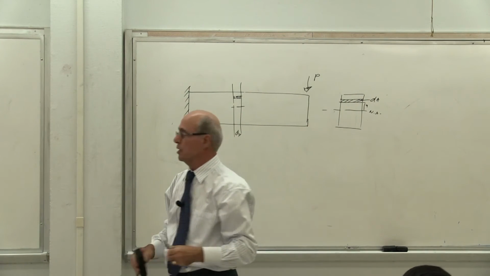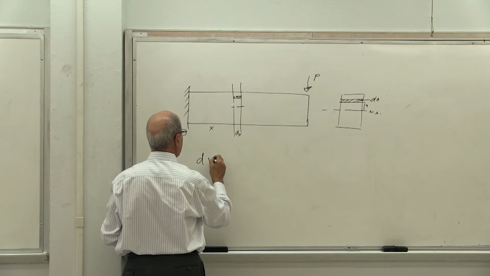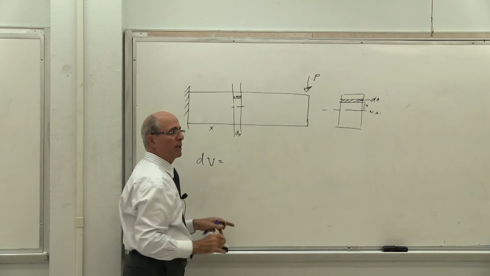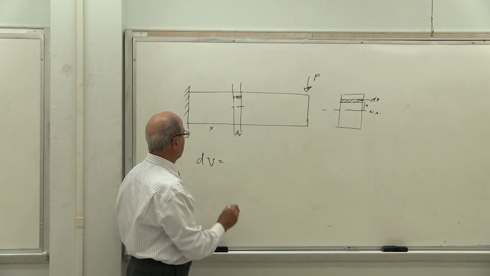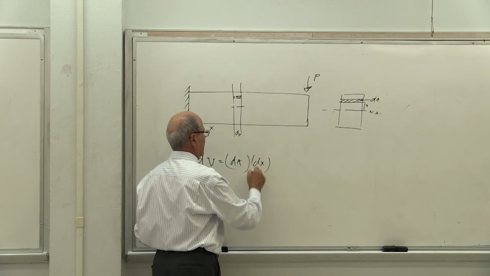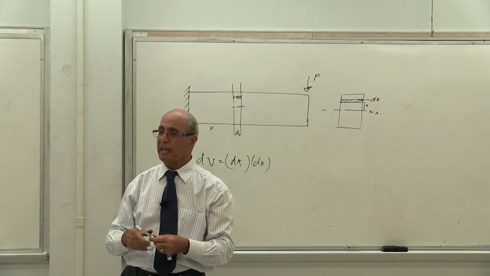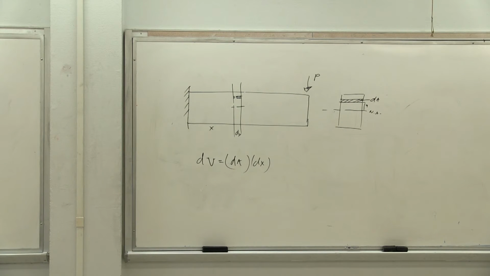I'm just putting it here. So my volume will be like that, but my unit volume, my dV, will be what? It will be dA times dx. That means I have to integrate over x and integrate over y. Is that correct? Yes?